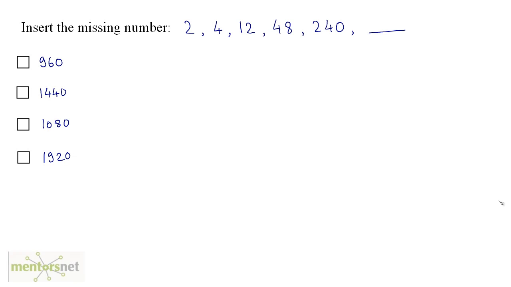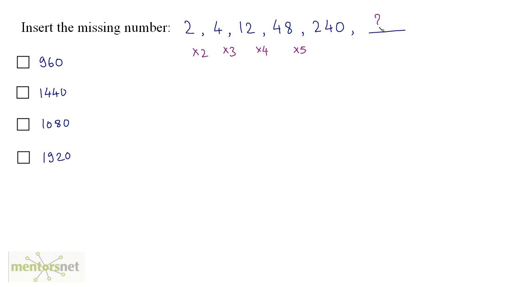Insert the number which is missing in this sequence. Well, the values of the numbers in this sequence are increasing drastically, right? So in the relationship between two numbers we would use multiplication. So 2 times 2 gives you 4, isn't it? 4 times 3 gives you 12. 12 times 4 gives you 48, right? And obviously 48 times 5 gives you 240, right?